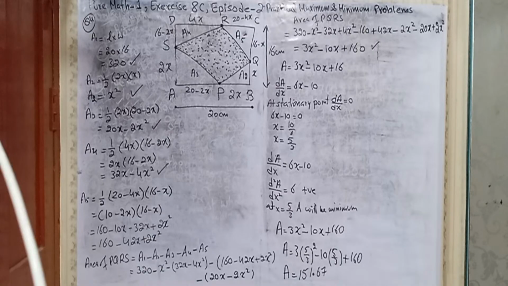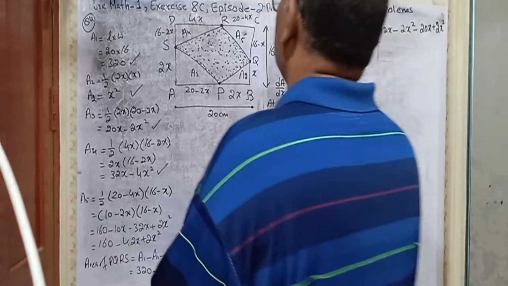So this is how you do question number 4 of this exercise. I hope you all understand this. And let's go to the next question. The next question of this exercise is question number 5. Okay, so let me first of all erase this whole thing, and then we will go to the next question.